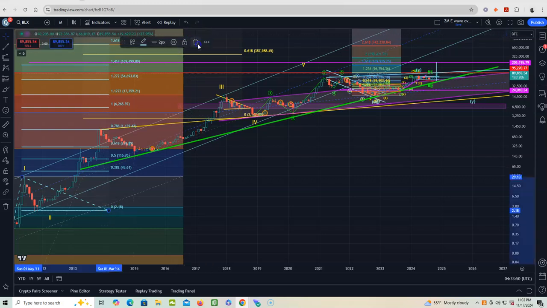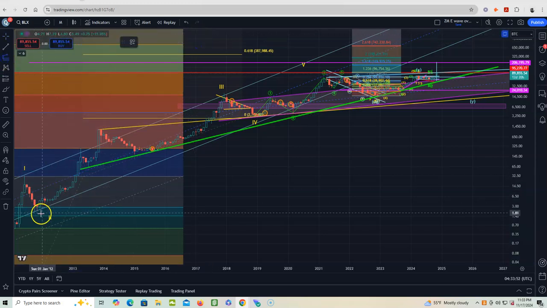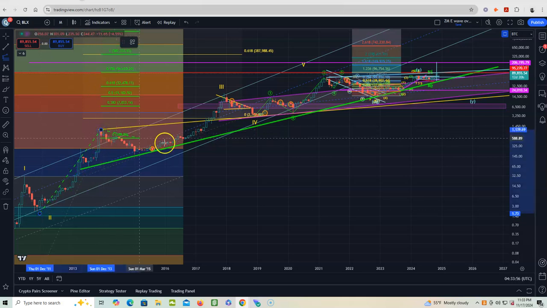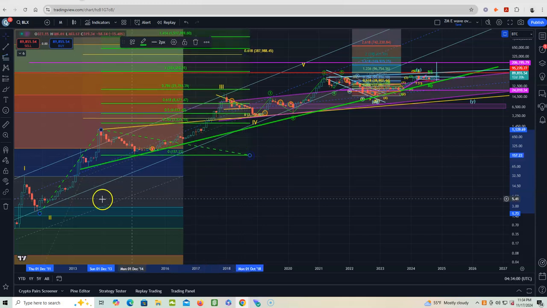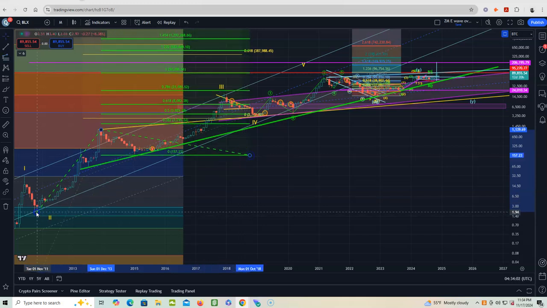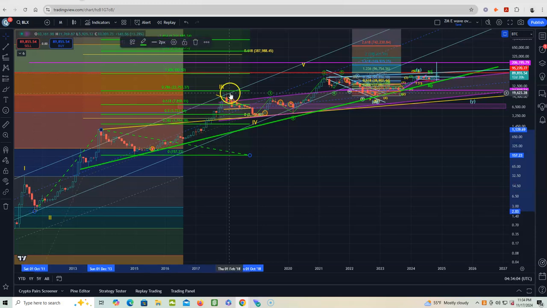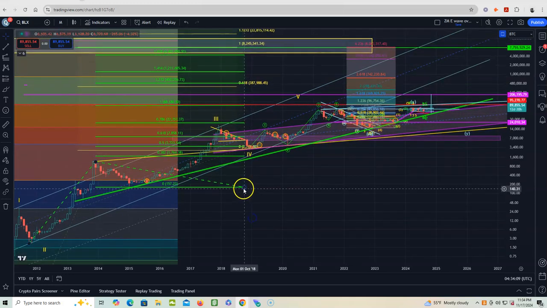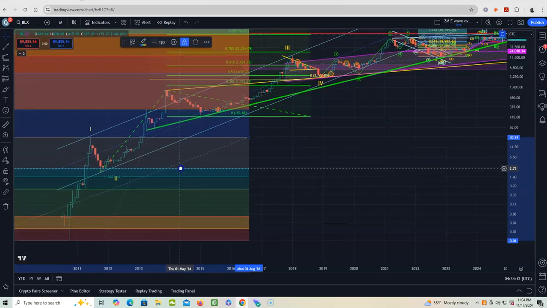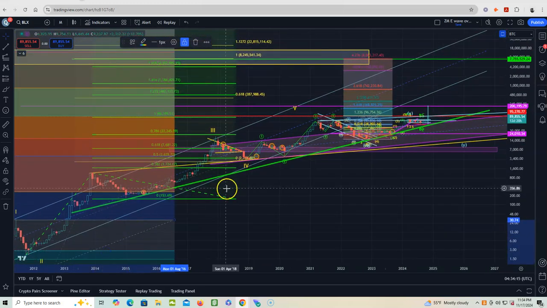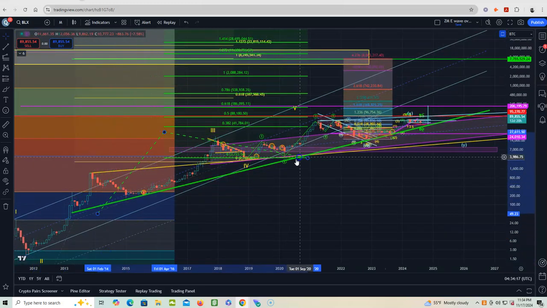Where's my trusty tool here? The next one. We'll take the second bull move, project it onto the third. And what do you see? The third bull move is roughly 78.6% of the second one. Not on the money exactly, but it's close. Let's go to the third one.